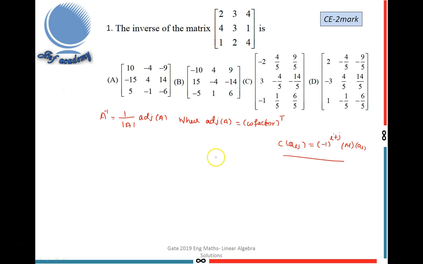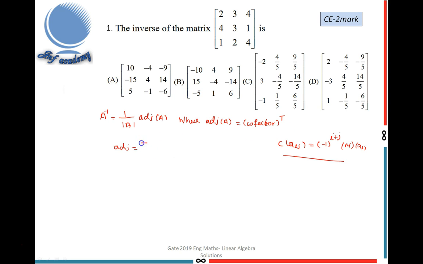Next I explain how to find the minor of one element. Minor of the element at the ijth place is the determinant obtained by deleting the ith row and jth column. By using all these definitions, I can get the adjoint of A. Adjoint of A equals the cofactor matrix transpose.